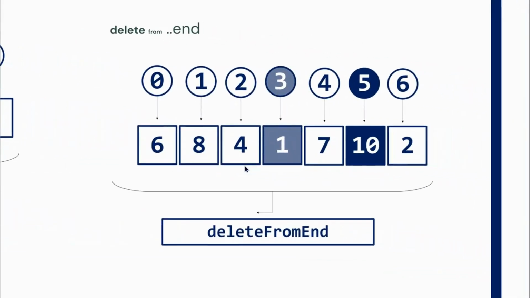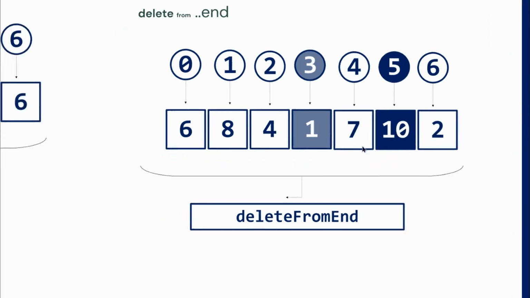Another scenario is remove from back, or delete from end. We can consider this scenario if either the minimum or maximum is nearer to the end than to the start. So we'll sequentially delete elements from the end.